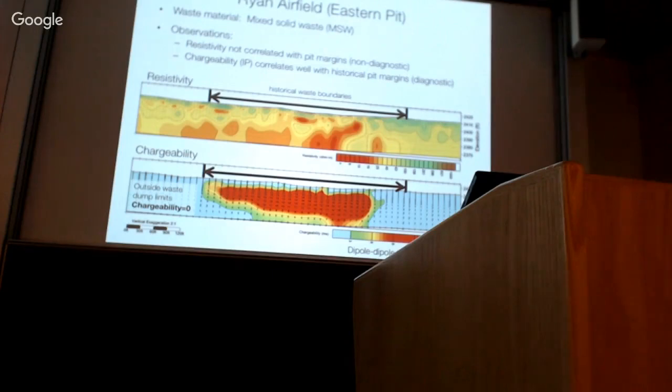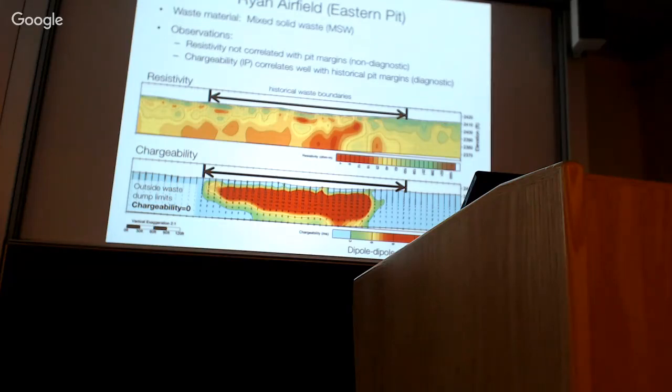They're examples from different sites. This is mixed solid waste. The historical boundaries of the waste dump are this. If you look at the resistivity, it looks like that. It's nothing particularly descriptive. If you look at chargeability, however, it actually looks pretty good.